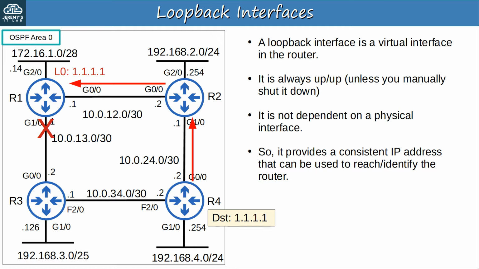So that's why it's a good idea to configure a loopback interface on a router. It provides an interface with an IP address that is always up, and can consistently be used to identify and reach the router. Now let's move on to look at the different OSPF network types.